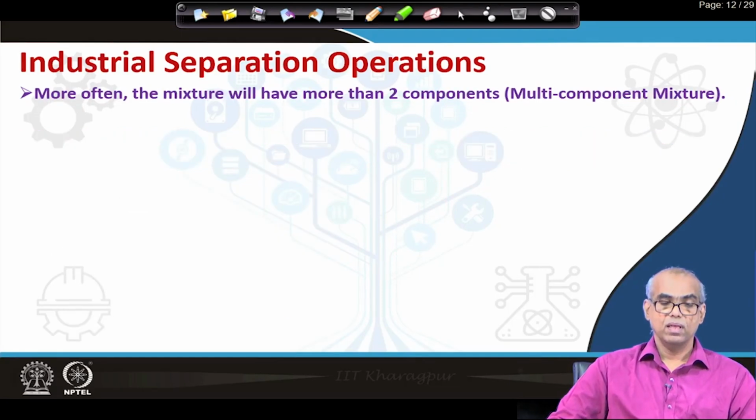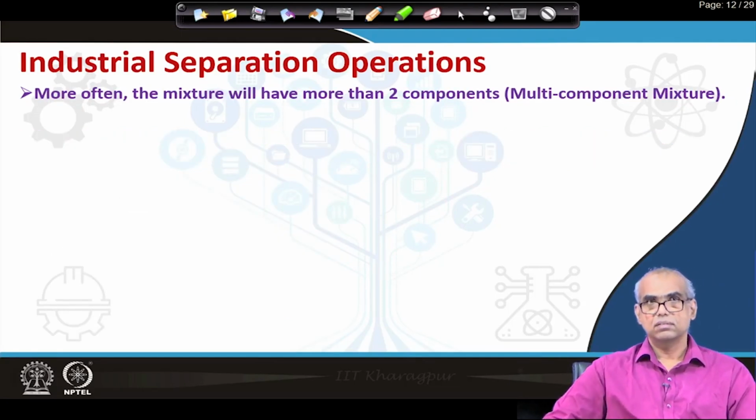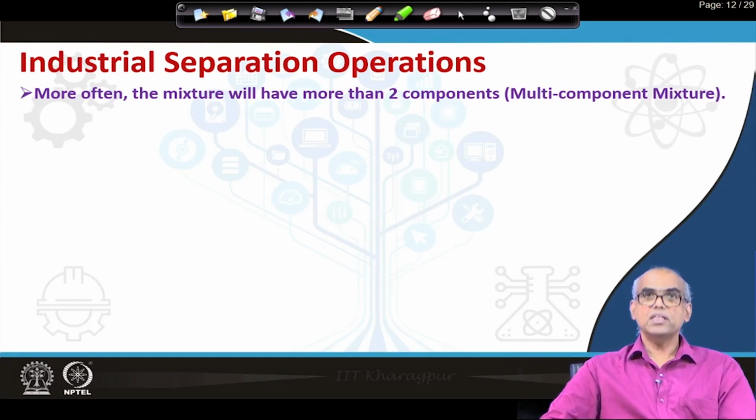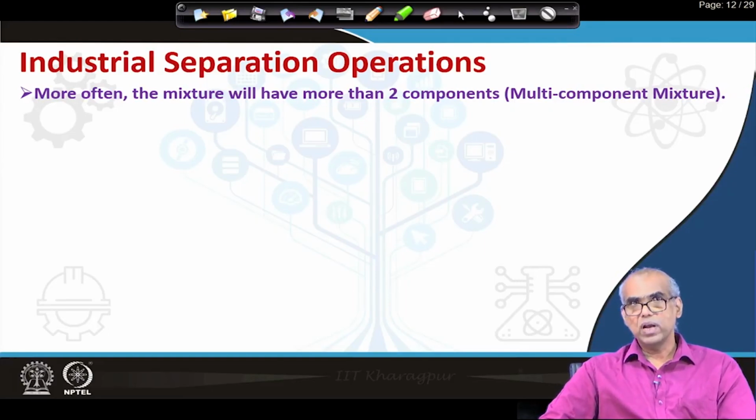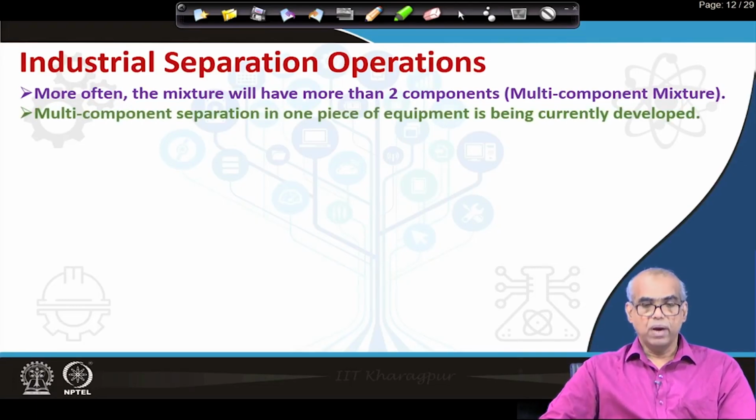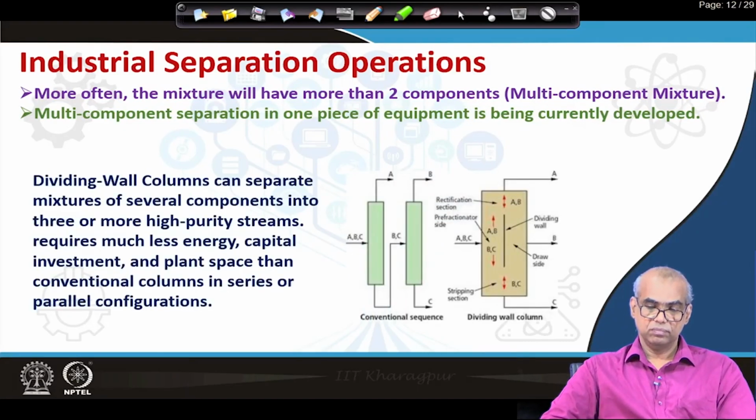unit. But more often than not, the mixture for industrial applications will be a multi-component mixture, meaning we will have more than 2 components. Multi-component separation in one piece of equipment is being developed currently. For example, a dividing wall column, which is a special type of distillation column, can separate mixtures of several components into 3 or more high purity streams.